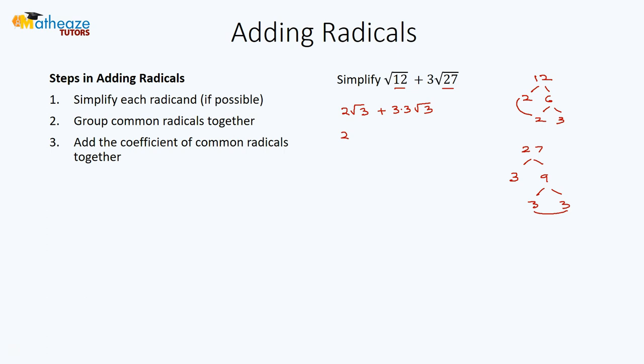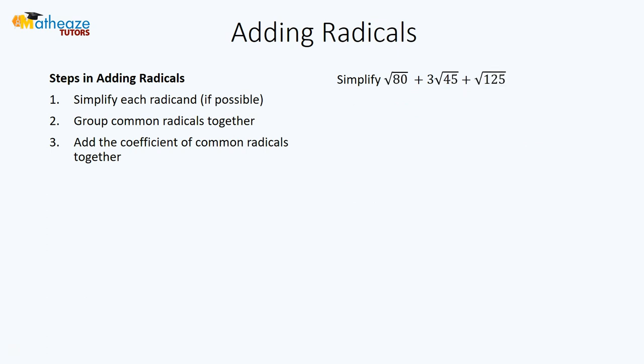So this expression now becomes 2 square root of 3 plus 9 square root of 3. So we have the same radical here, so we have common terms. So it's going to give us 2 plus 9 square root of 3, which is 11 square root of 3.